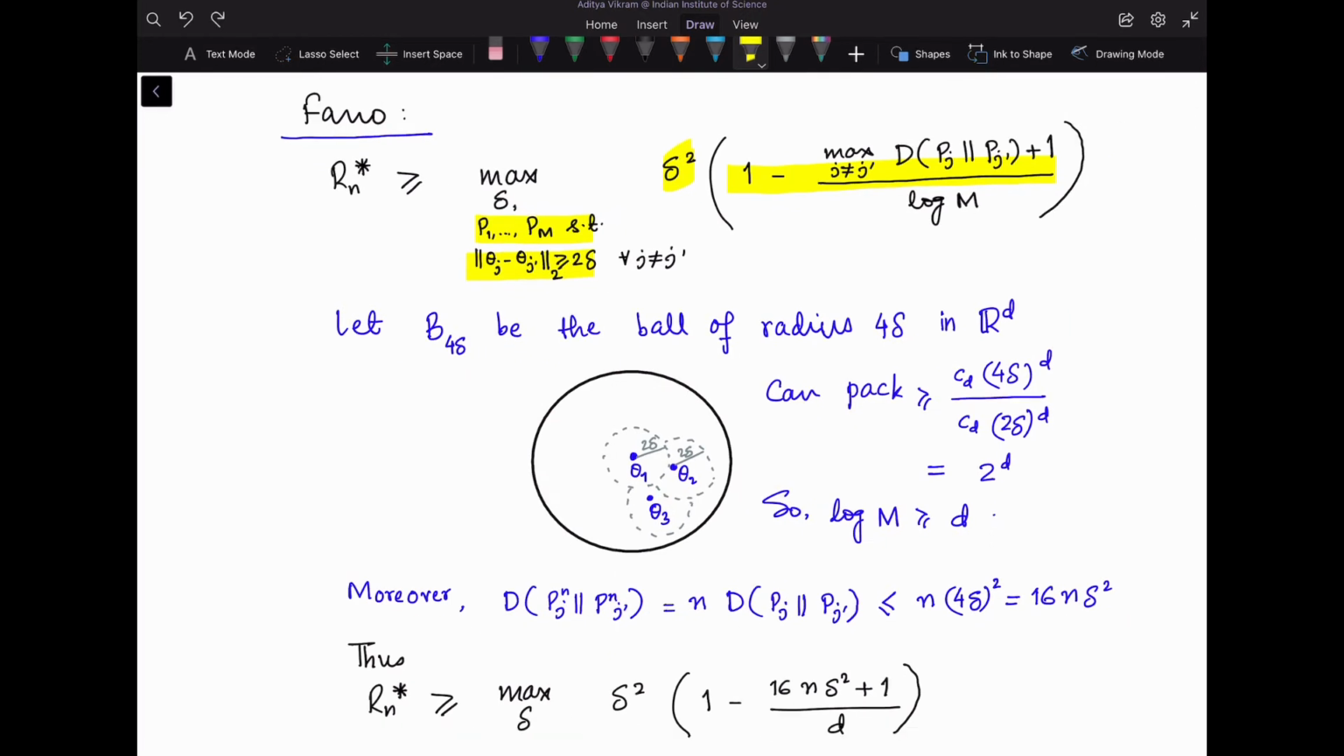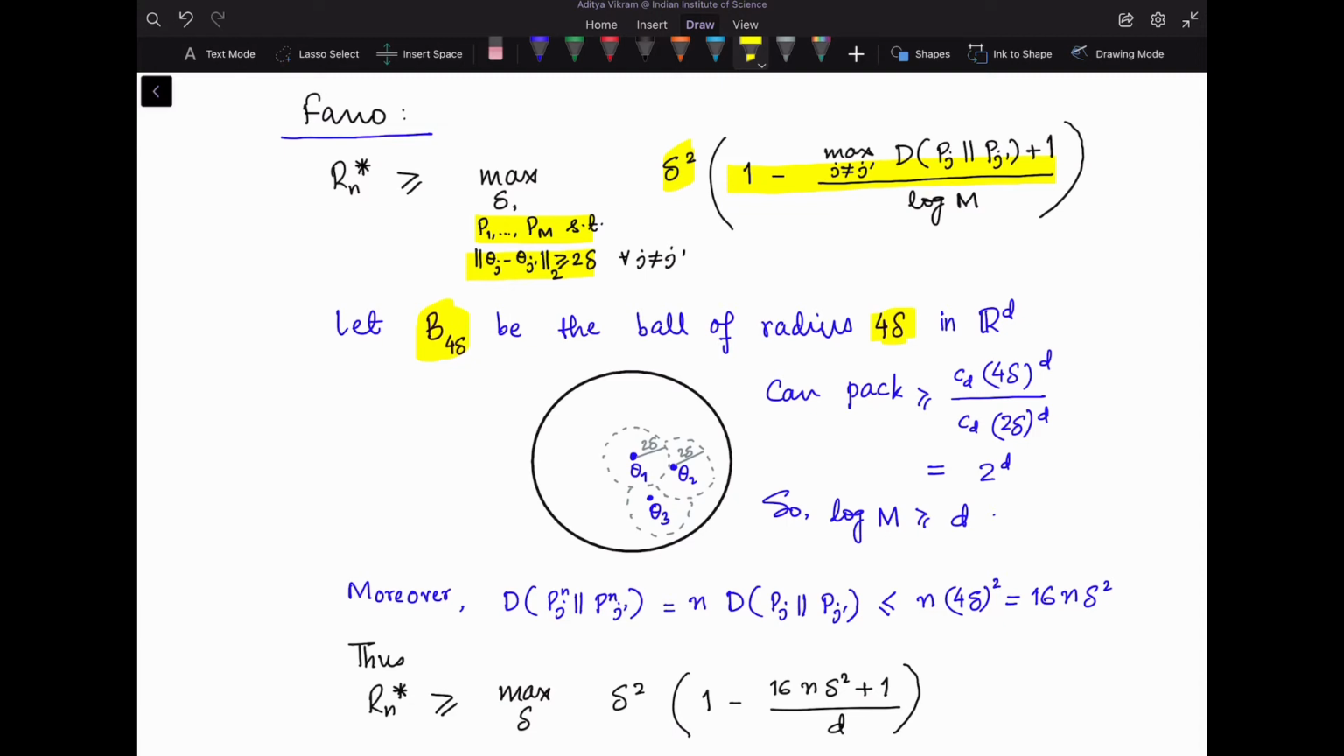So let B4 delta be the ball of radius 4 delta in Rd, say centered around 0. Now we will choose P1 to Pm such that all the thetas lie inside this ball of radius 4 delta, and we also want to ensure that the L2 distance between the thetas is at least 2 delta. So we will apply a greedy procedure to do this.